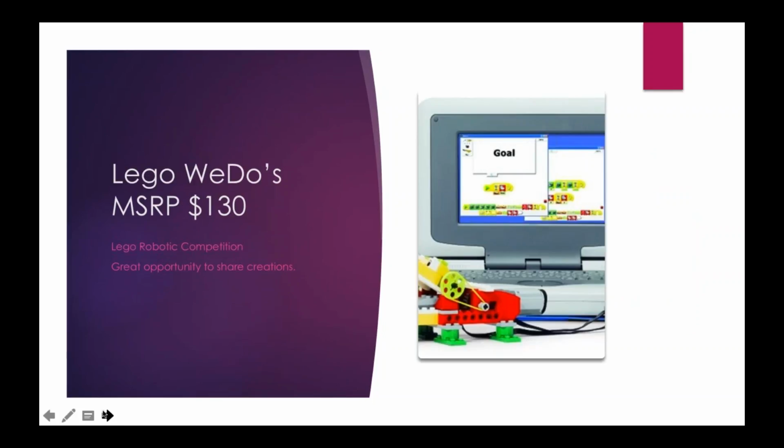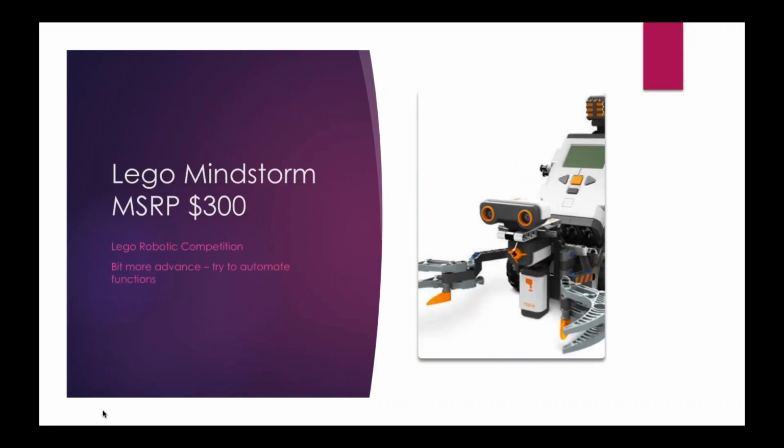We've probably seen Legos before. Lego WeDo is an easier robot. It's drag and drop programming. But if you build a robot, you can then share a story. So you can film someone talking about their robot and what it does and why it's important. Lego also does a robotics competition that you can participate in. Lego Mindstorms is a little bit more advanced, but you can automate a lot of functions.